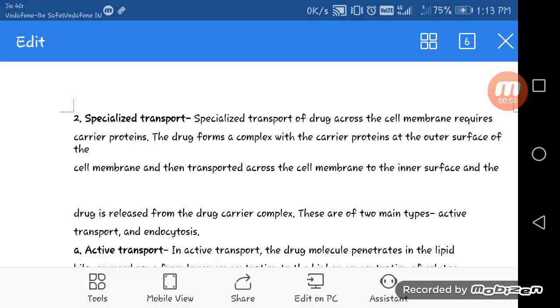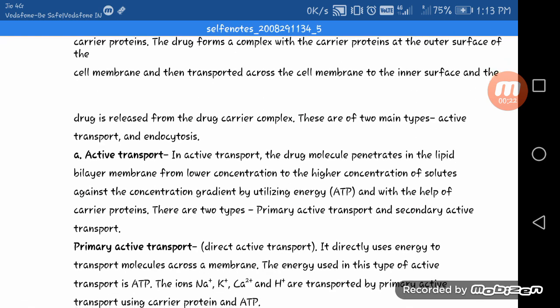Namaste. So today we will study about specialized transport. Specialized transport of drug across the cell membrane requires carrier protein. The drug forms a complex with the carrier protein at the outer surface of the cell membrane and is then transported across the cell membrane to the inner surface, and the drug is released from the drug carrier complex.